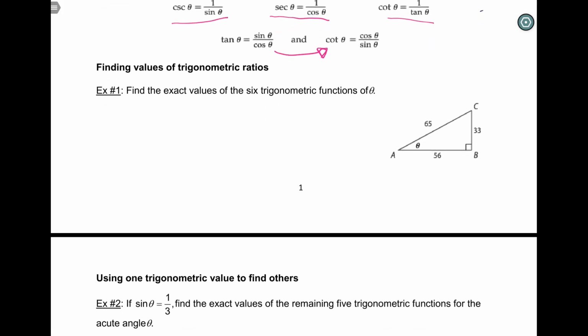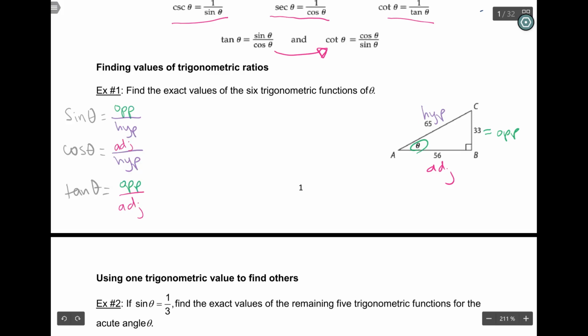So example 1 is we want to know the exact values of all 6 trig functions of this triangle. So I'm going to try to label it with corresponding colors. This 33 is going to be the opposite side from our angle theta. This 56 is going to be our adjacent side. And then we have the hypotenuse, which is the 65. So remember, sine is opposite over hypotenuse, so you can just find that. I color code them so you can see the opposite is going to be 33 over the hypotenuse of 65.